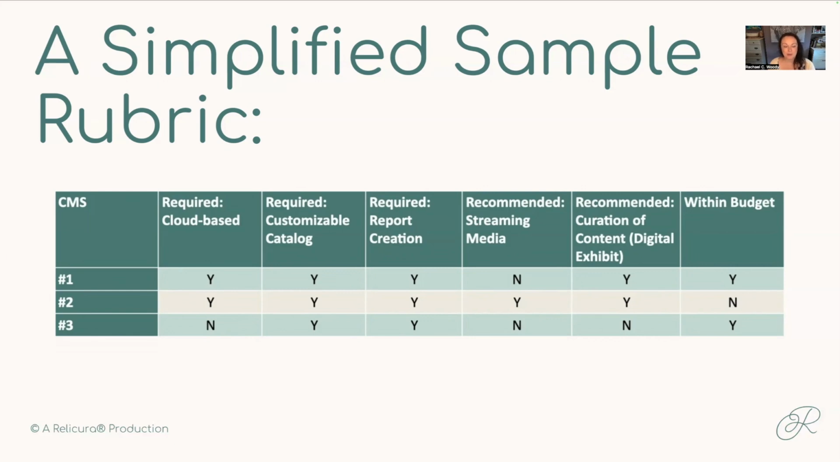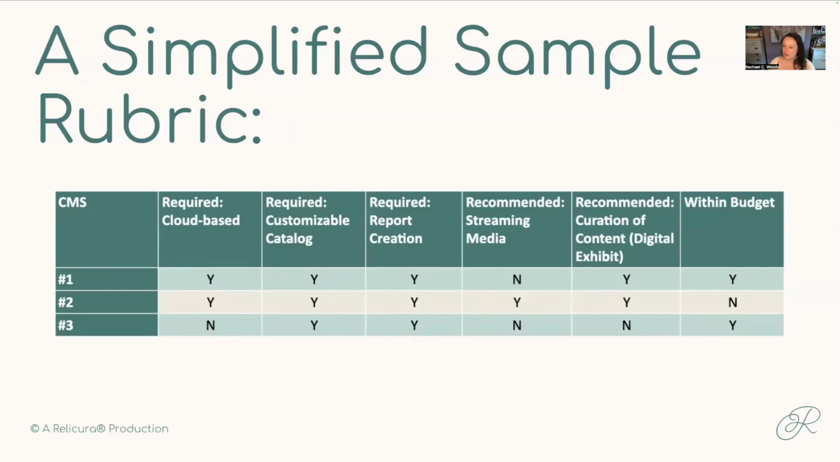Taking a look at the simplified rubric, we have pictured here essentially a spreadsheet with columns across the top, and each of those column headers has a prefix like "required," and then the particular feature or functionality. So, required: we need it cloud-based. Required: we need to be able to customize the particular catalog record. Required: we need report creation. And then recommended: we want to be able to stream media, but if we can't, it's not a deal breaker. That's why it's just a recommended feature.